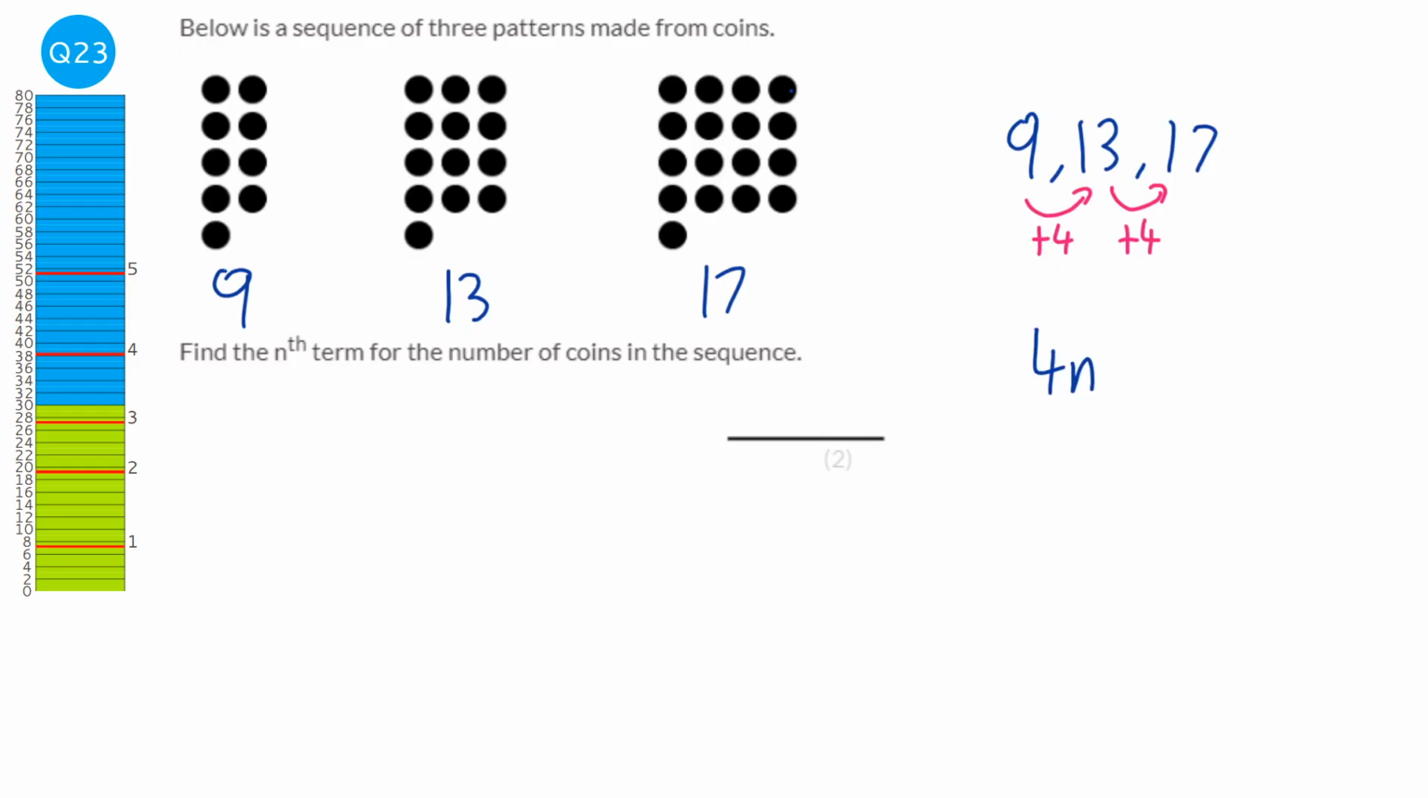And then what we do is we go backwards 1 to find the 0th term. So we're going to take away 1. So 9 take away 4 is 5. So the 0th term is 5. And the 0th term just tells us what to add on to the 4n. So 4n plus 5 will be our answer.